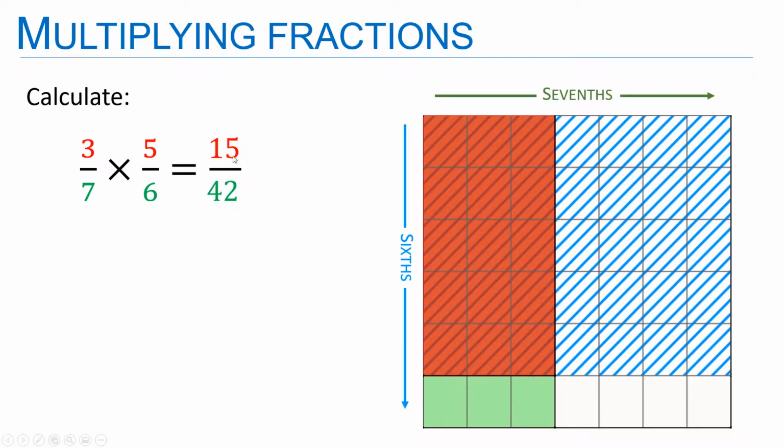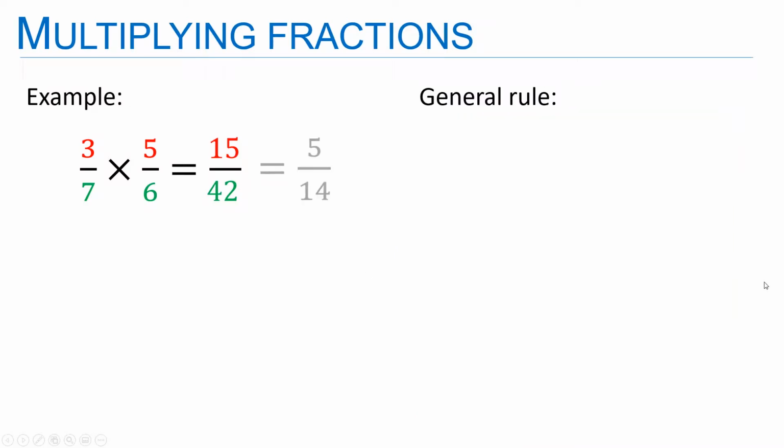So indeed, this works, and we get 15 over 42, which we can simplify because both are divisible by 3 into 5 over 14. So that means we don't have to keep drawing squares and rectangles.